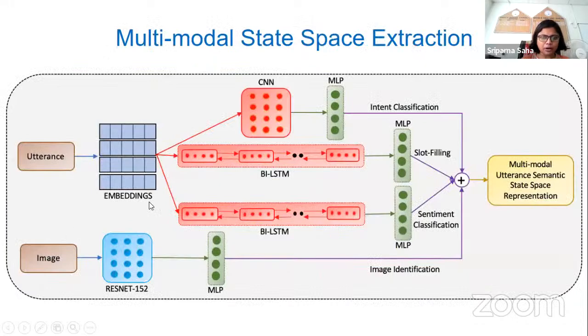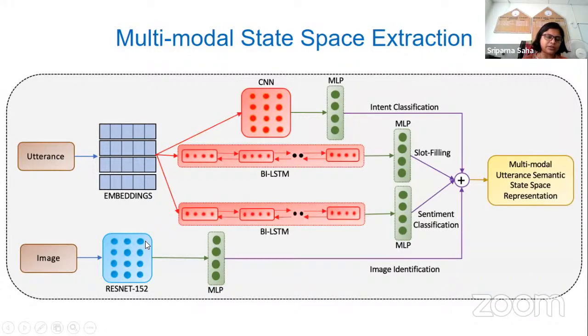And you can see that for the intent classification, we have used a CNN based model, CNN followed by a multi-layer perceptron. So we are first generating the embeddings from the user's utterances, and then we are passing them through the CNN layers and the multi-layer perceptron layer to identify the correct intent. Then we also have the BiLSTMs. These BiLSTMs are helping us to identify the slots. These BiLSTMs are also helping us to identify the sentiments. And also there is an image identification module.